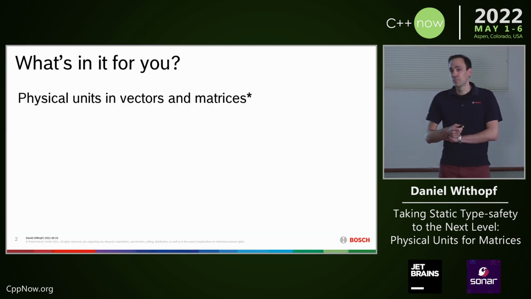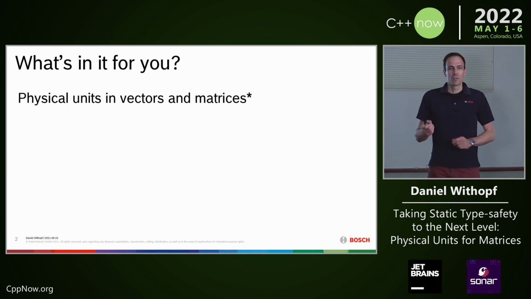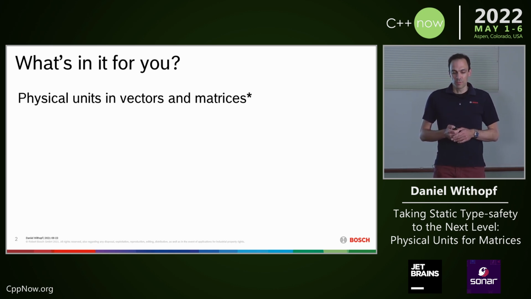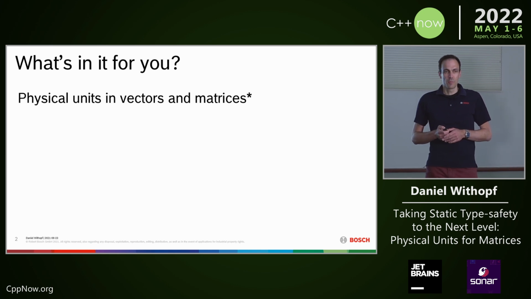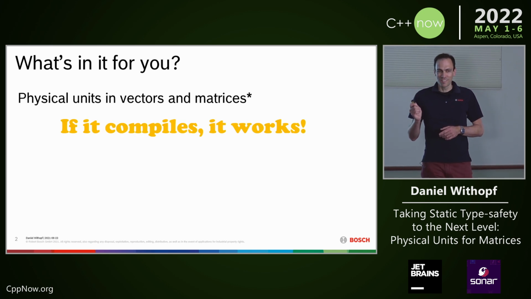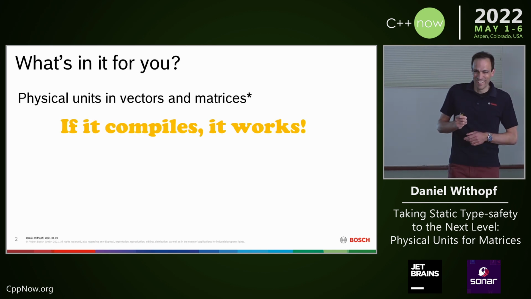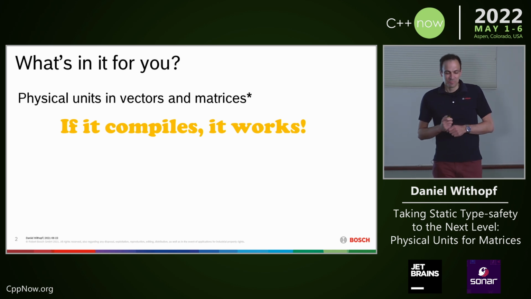So what's in it for you today? As I said, we'll mainly talk about physical units in vectors and matrices. But even if that's not interesting for you, there's a lot you can learn today about static type safety in C++ and library interface design. Furthermore, we'll also see how we can achieve the ultimate goal in library interface design, which is given by this one sentence: if it compiles, it works. Let's see how far we get.